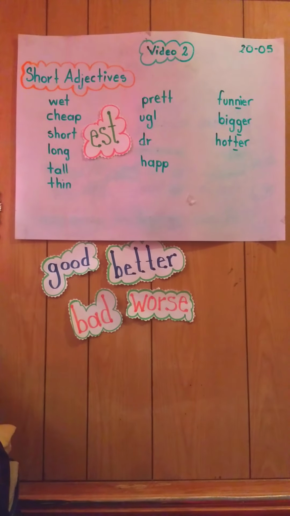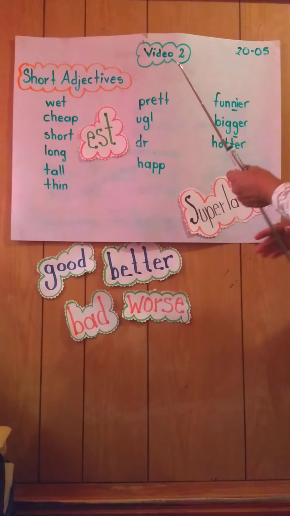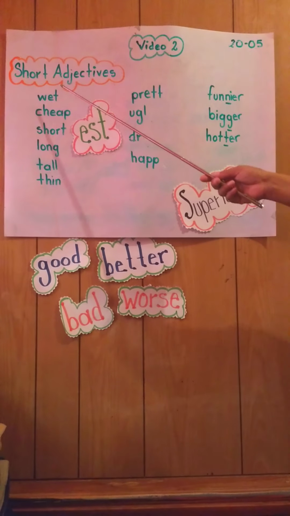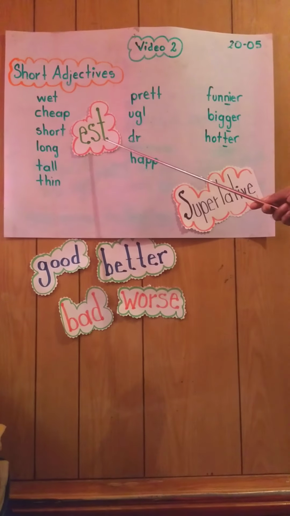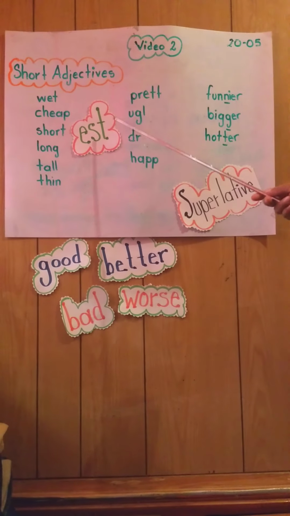superlative form, okay? And in superlative form, students, we are going to add EST. In this case, it's wettest, cheapest, shortest, longest, tallest, and thinnest.